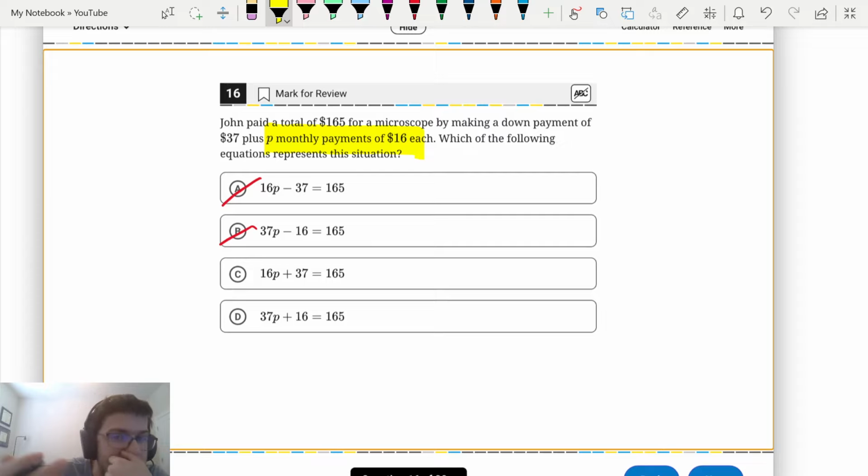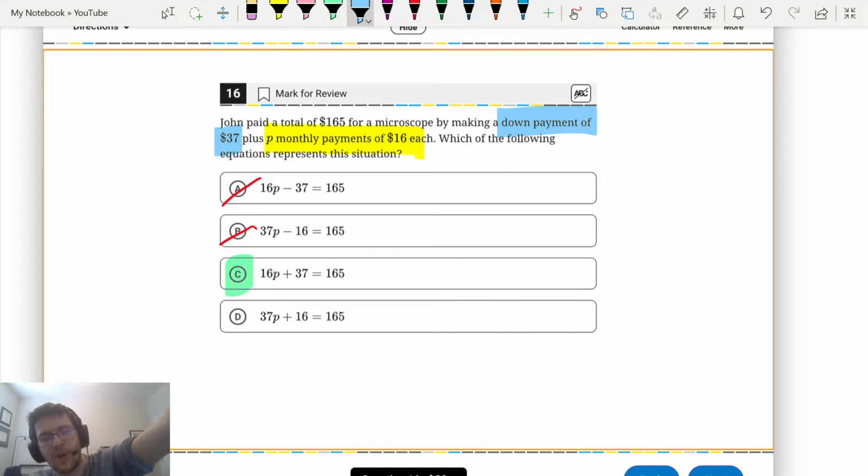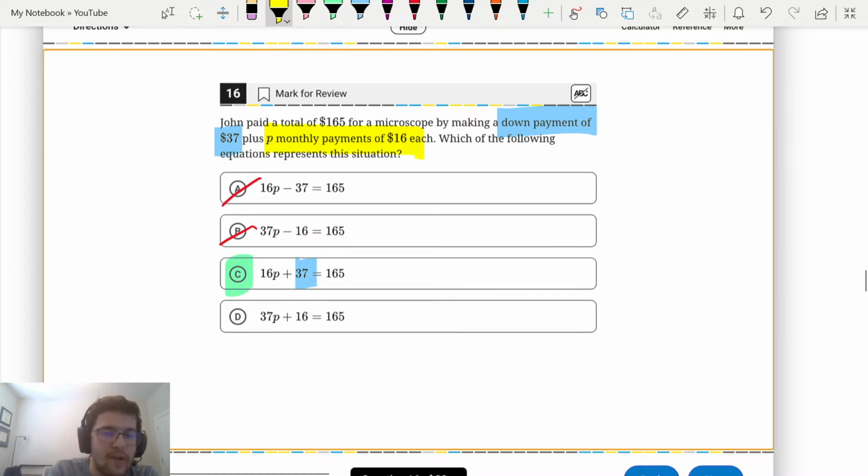So we're going to multiply the cost of each thing times the number of that thing to get the total cost of those things. So the cost of the monthly payments is 16p. So we're going to do 16p plus 37. Remember, 37 is your down payment. Remember we talked about initial fee, starting cost, flat fee. That's usually your y-intercept. So that's another way to think about it. Great. So the answer is C.